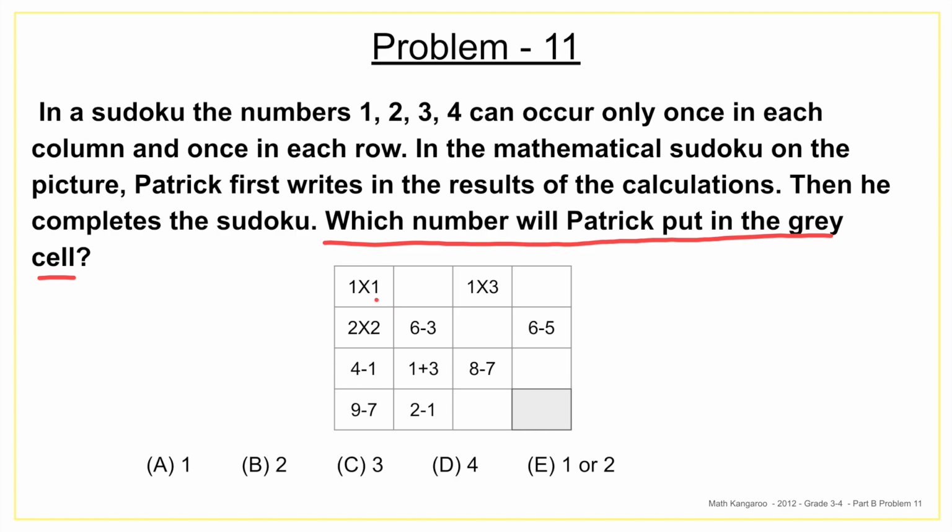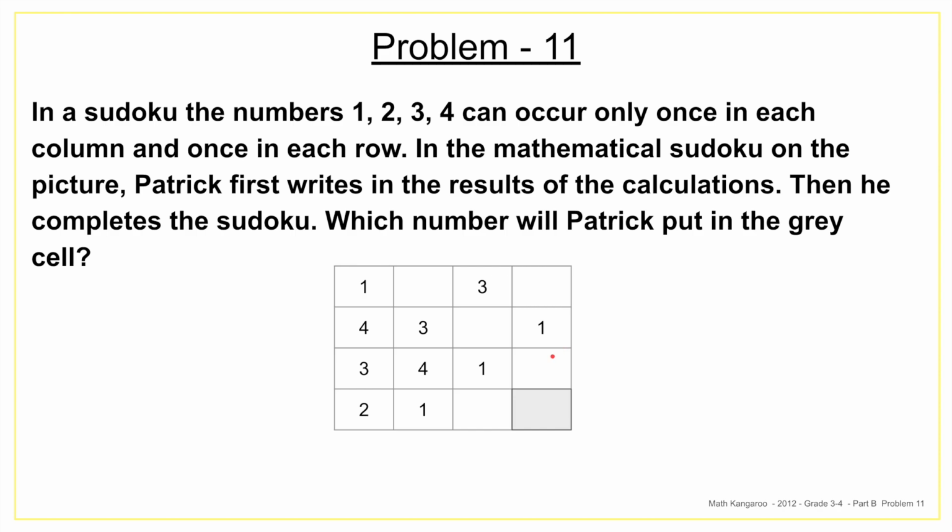So 1 multiplied by 1 gives 1. 2 multiplied by 2 gives us 4. 4 minus 1 gives us 3. 9 minus 7 gives us 2. 1 multiplied by 3 gives us 3. 6 minus 3 gives us 3. 1 plus 3 gives us 4. 2 minus 1 gives us 1. 8 minus 7 gives us 1. And 6 minus 5 gives us 1. So this is what it appears like.